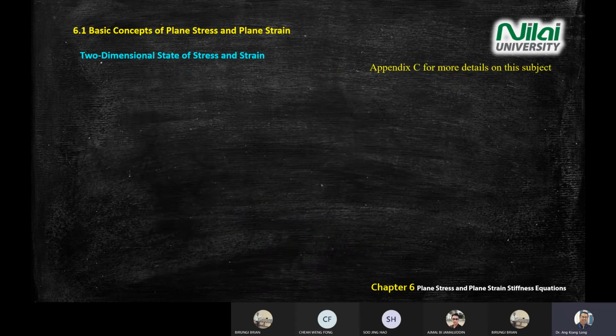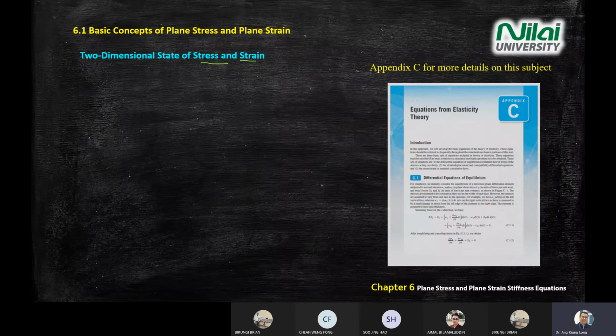Let's look at the 2D state of stress and strain. In your Moodle, there is Appendix C about the derivation of the equation. Go to Moodle, download this document and read through, because there is a lot of explanation on the equation. So we will not spend time explaining all the mathematics steps here. You go and read. All right, our objective is how we apply the equation.